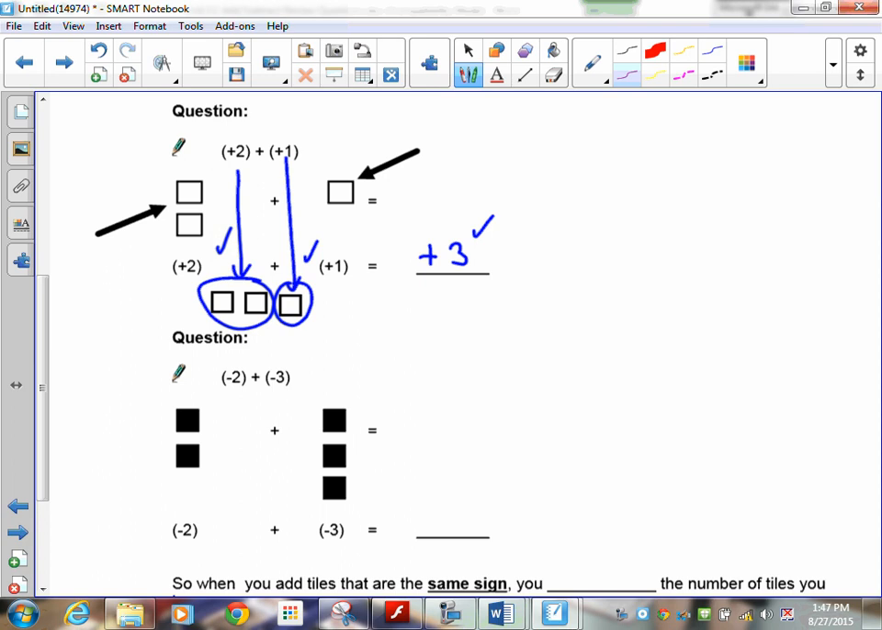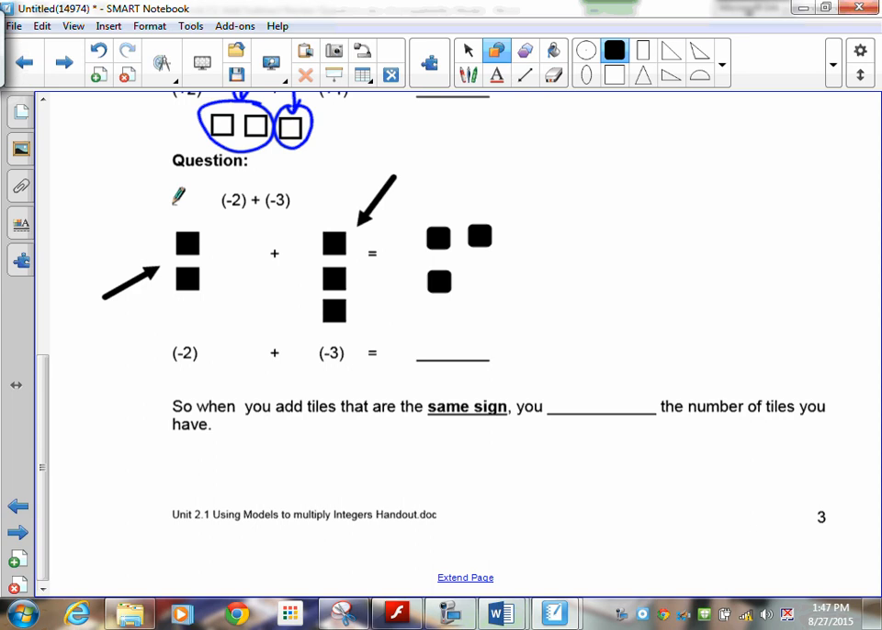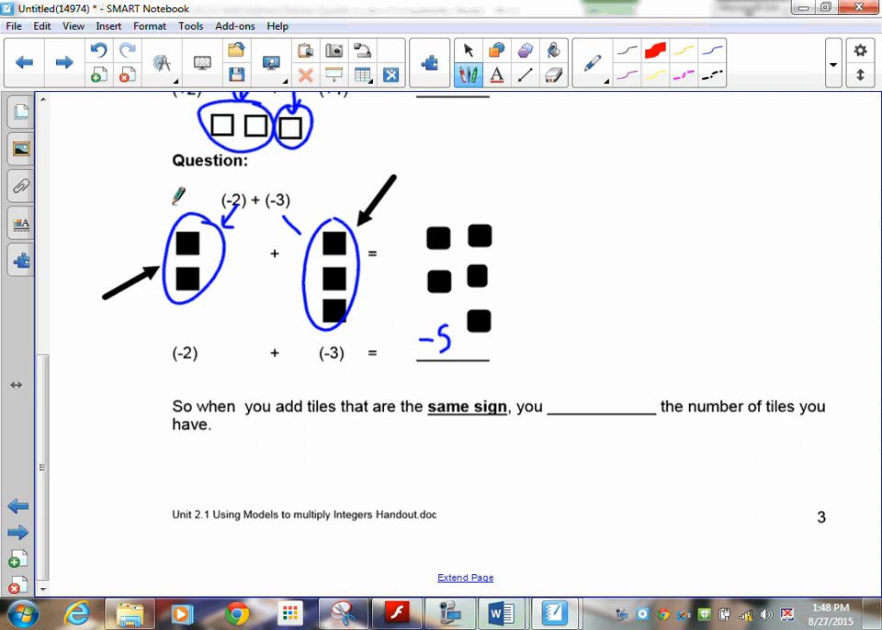Now, when they're both negative, nothing changes, really. I've got negative 2, and the first thing I've got to do is draw the negative 2. Then I've got to draw the negative 3, right? And when I put them all together, I'll just grab them and slide them to the right here. So here's my 2, and here's my 3. When I put these all together, I now have 5, all right? So what I'm looking for is, can you draw this? Can you draw this? And can you tell me it's negative 5? No, it doesn't cancel.